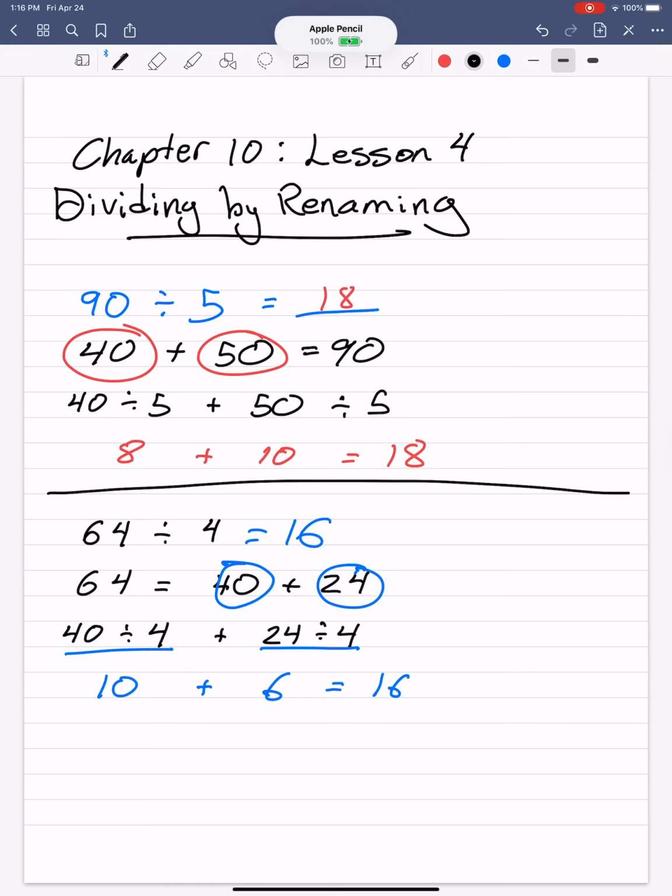I'll be doing another video on a faster division strategy, the old-fashioned long division, soon.